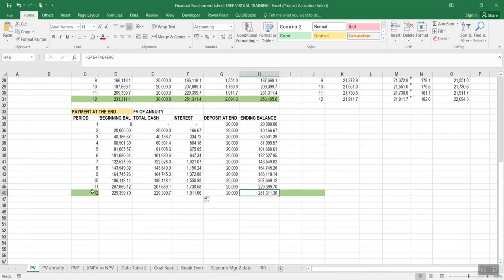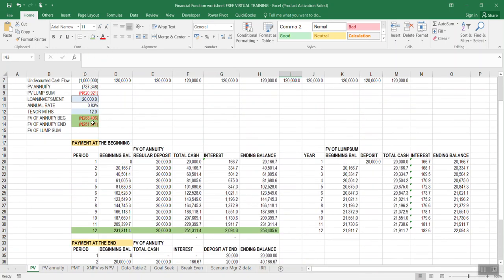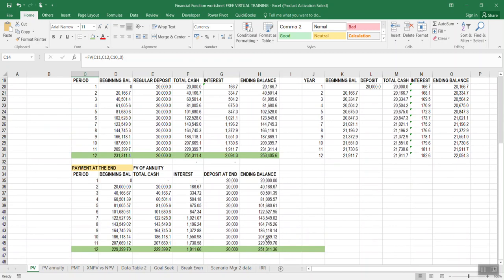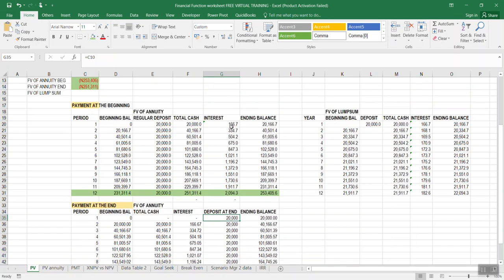At the end of the 12th month, if you look at it, I have 251,000 naira, which is the same thing that I have here. If I am making a payment at the end of the period, my money will be 251,000 naira. One thing you just need to note at this point is that because I'm making the payment at the end of the period, my money will not earn any interest at all. If I am making this payment at the beginning of the period, my money will earn interest for that period.